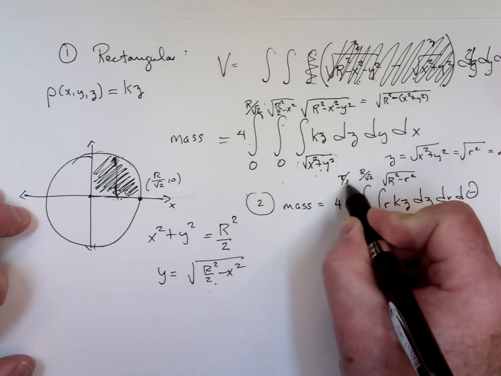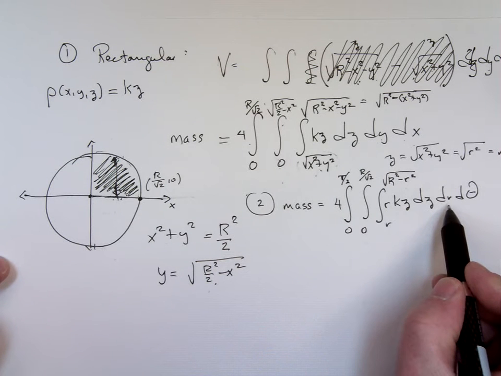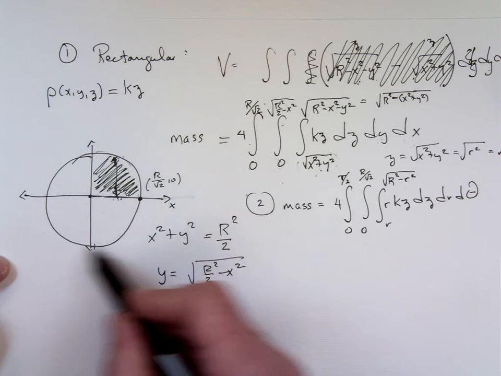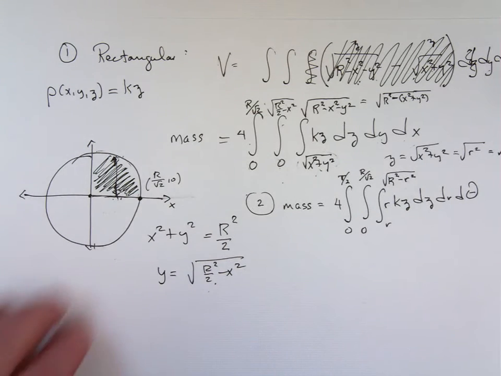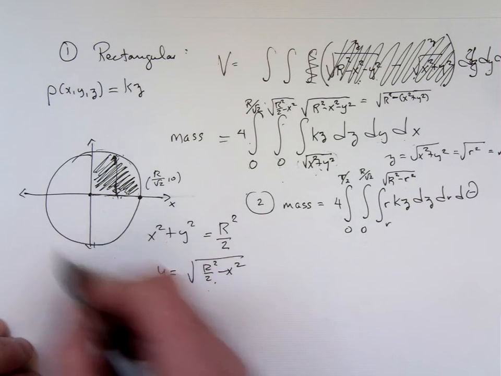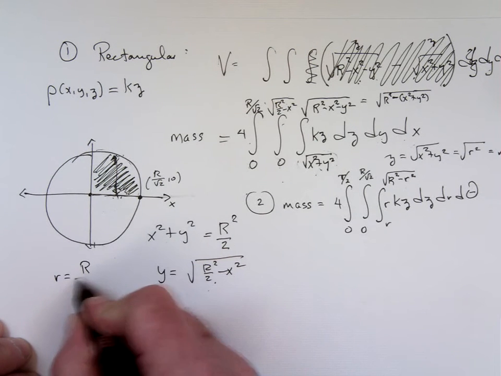Little r here is the r in cylindrical coordinates. What's that for this circle? Well, that's a constant. That's why when you have circular regions in the xy plane, you're way better off in cylindrical coordinates than in rectangular coordinates. You want to use the fact that the equation of the circle is simply r equals whatever its radius is. So the equation of that circle is r equals big R over the square root of 2.